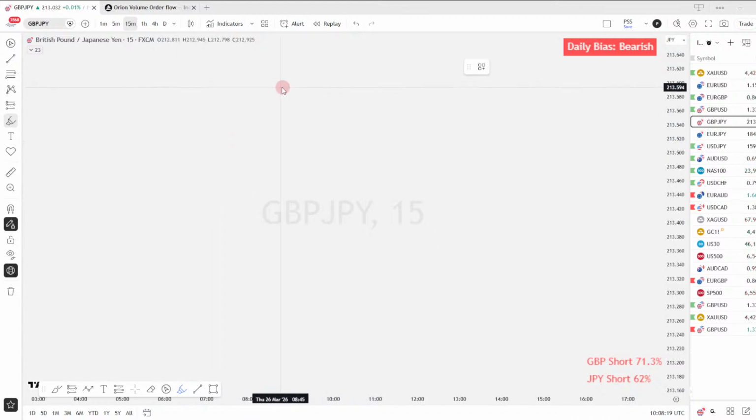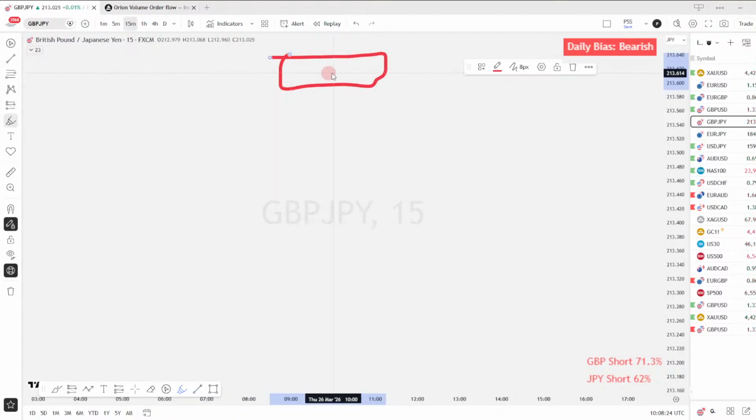This is what we're looking to do, right? So we've got our higher time frame system in place, which tells us what our bias is. Now this bias in this case is bearish.